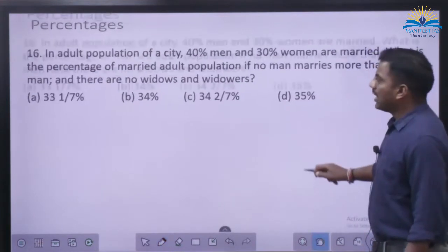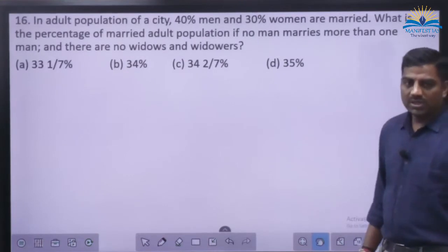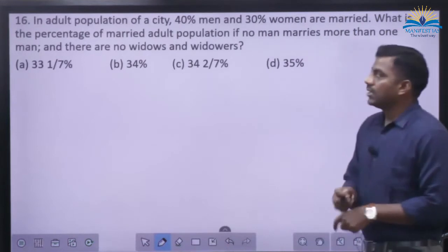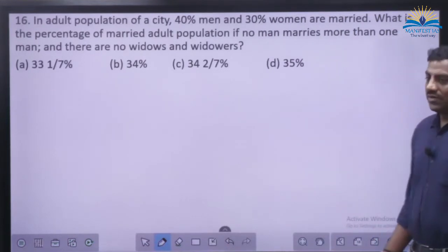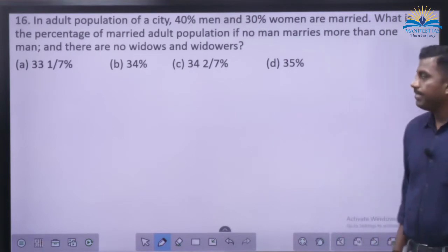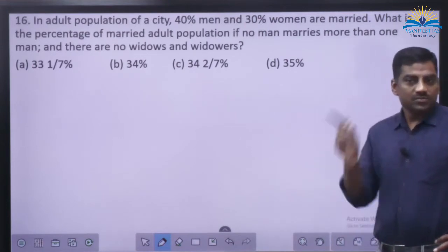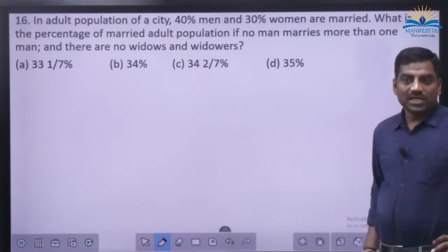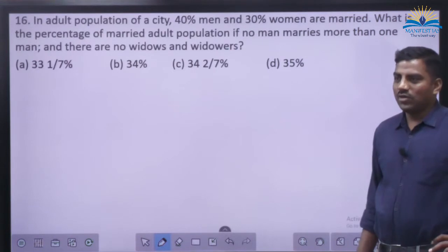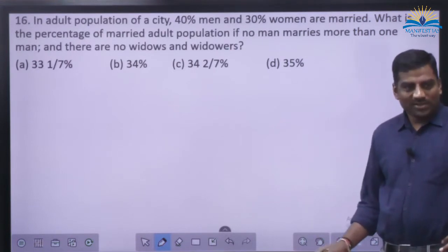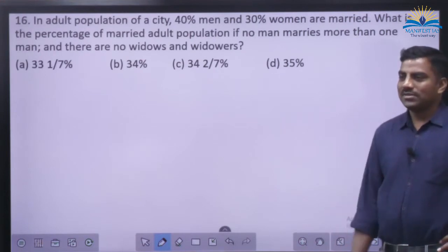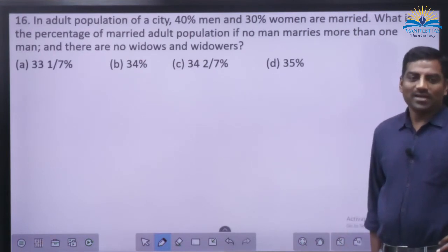This is a very good problem. I told you this is kind of a puzzle also. In the adult population of a city, kindly understand, adult population of a city. Here children will not come. Old age people are adults. Only two divisions we can make, no? Adult, and the other is child, because even the old age are adults.